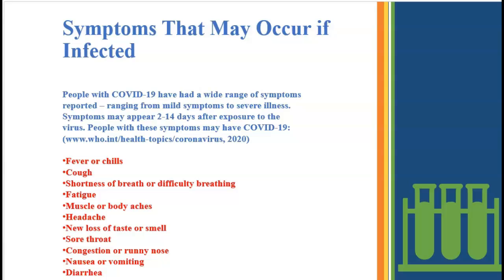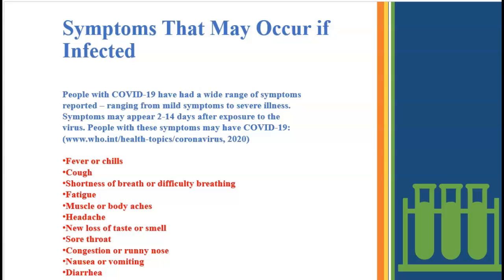Some people's symptoms are severe and others are mild and can be managed at home, and others cannot. People with COVID-19 have had a wide range of symptoms reported, ranging from mild to severe. Symptoms may appear 2 to 14 days after exposure to the virus. People with these symptoms may have COVID-19.